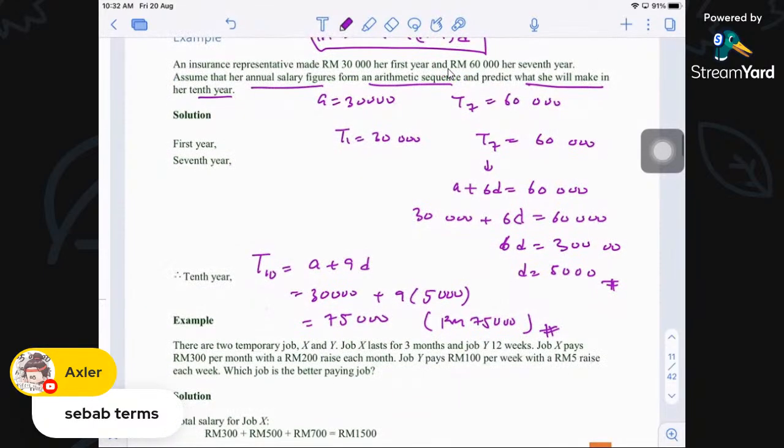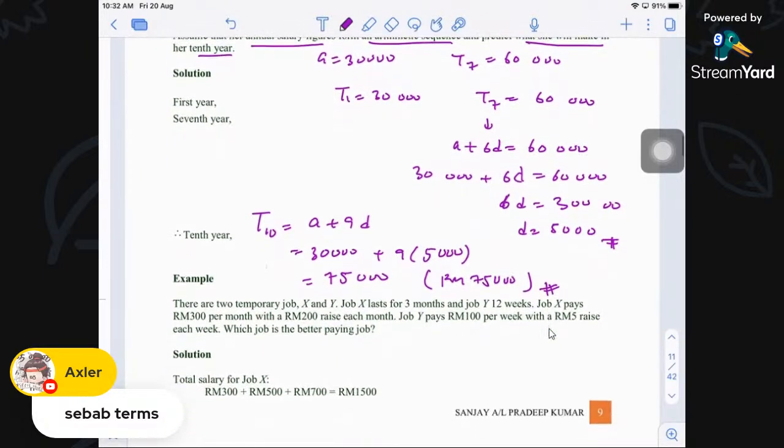Any problem until here, class? Can? Easy, right? Not that hard, right? Boleh kan? Boleh tak? Hello, boleh? Boleh terima? Boleh, sir. Okay, boleh, bagus. Ada soalan? Any questions so far, class?